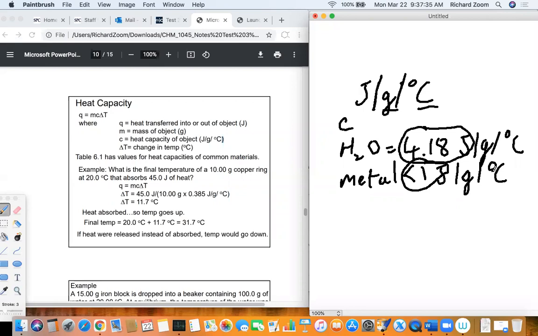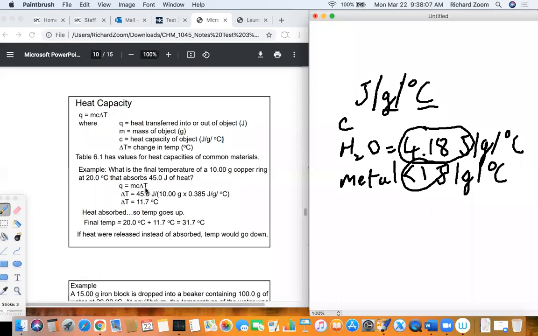So let's look at an example here. What is the final temperature of a 10.00 gram copper ring that absorbs 45.0 joules of heat? Now, one presupposition here is that we already have the heat capacity of this copper ring, which is 0.385 joules per gram per degree Celsius. As you can see, that's much less than 1, the 0.385 that we're dealing with there. So let's look at how we deal with a problem like that.